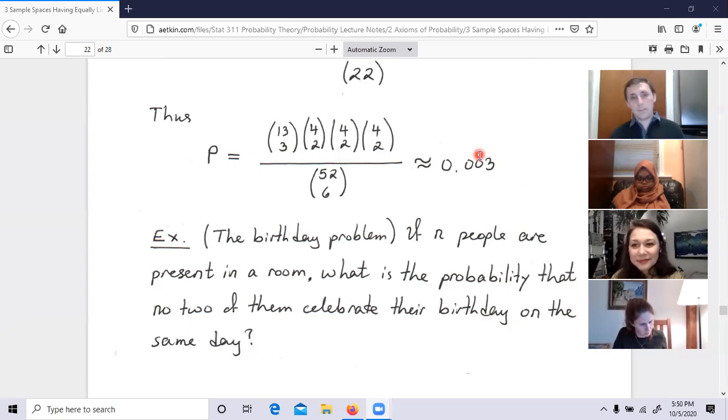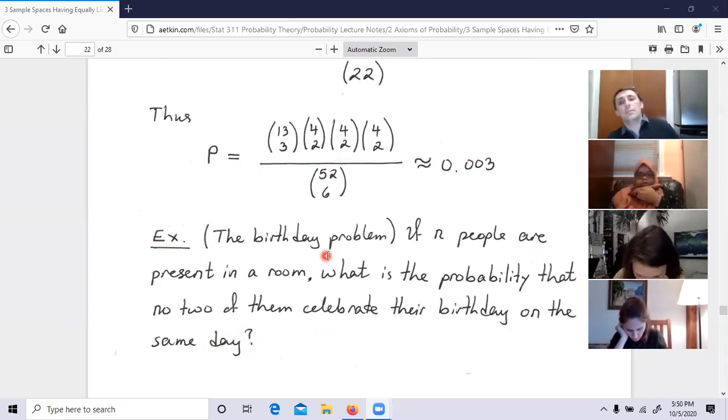Okay. So for now, guys, what I want you to try to do is just calculate, if you have n people, what's the probability that no two of them celebrate their birthday on the same day.